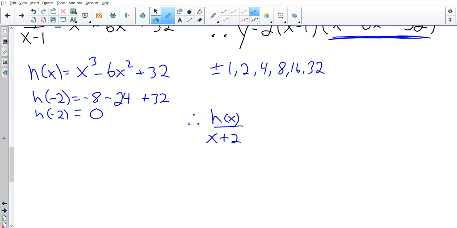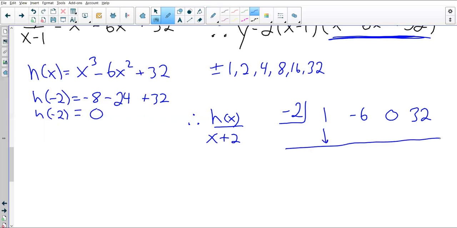So I'll do my synthetic division over here. I'm dividing by -2. My cubic coefficient is 1. My squared coefficient is 6. And the one we have to make sure we don't forget about, the coefficient on just the x, is 0, and then we get a 32. Again, as I divide through, I know that I should get a remainder of 0.